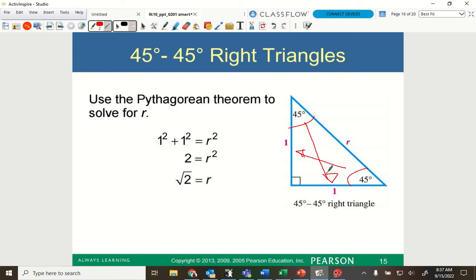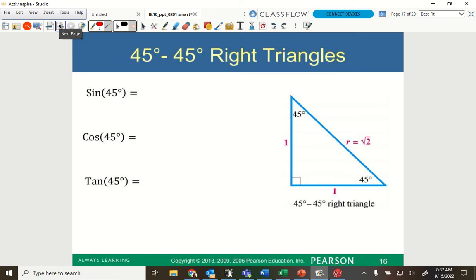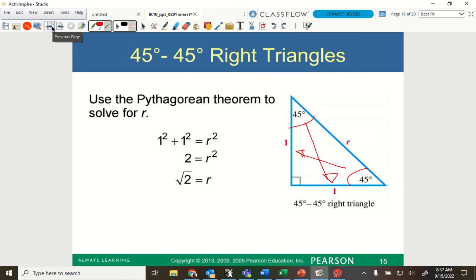So if I were to try and make a formula out of this, I would call this one, let's say, x, and this is going to be x times the square root of 2. If I was trying to make a formula out of this, these two are the same, so it's x, right? And the hypotenuse is always going to be whatever this value is times the square root of 2.